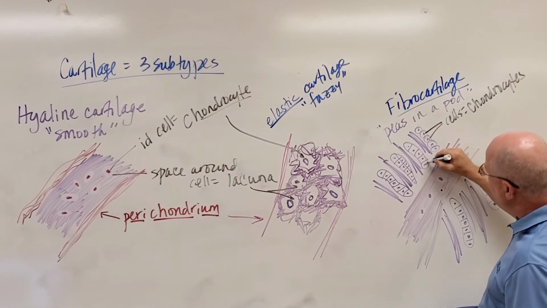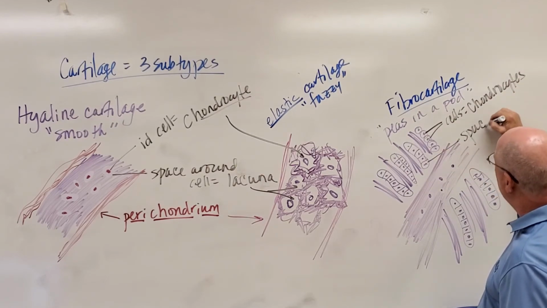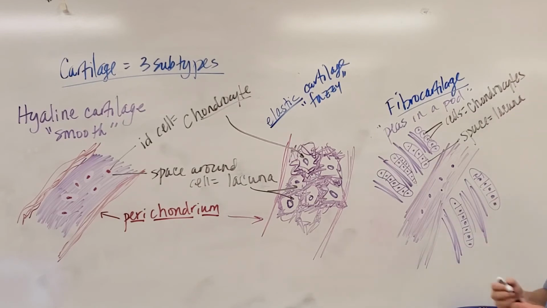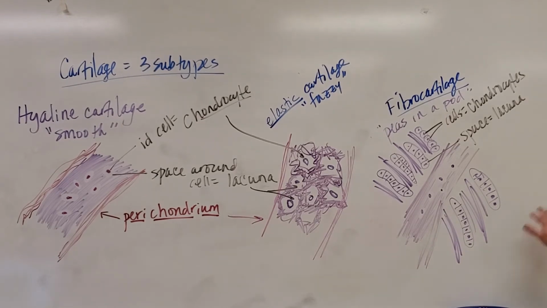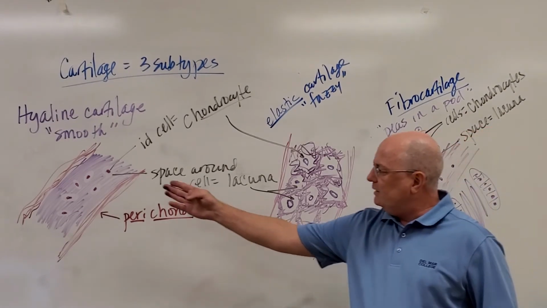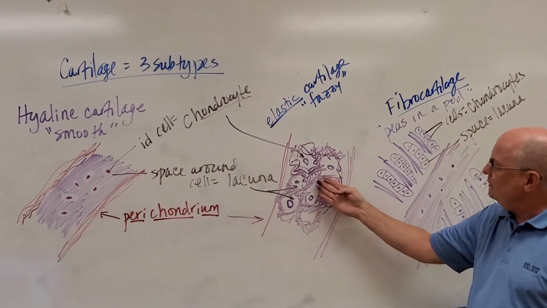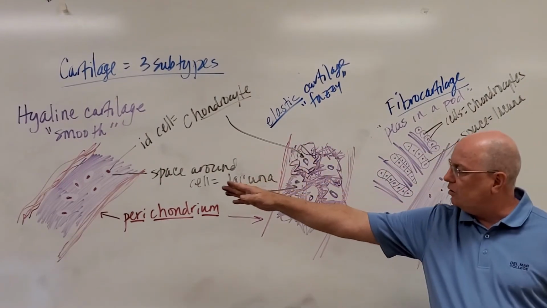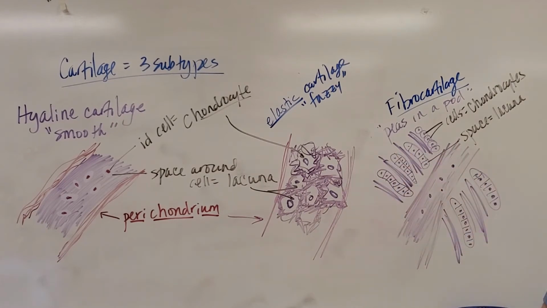If I ask you to identify the spaces surrounding the cells, that is still called a lacuna. So I have 3 of the 4 same questions I could ask you. The only thing I can't ask is for the perichondrium on here, because you're not going to see it on fibrocartilage. So, ID the tissue, ID the tissue, ID the tissue. Hyaline cartilage, elastic cartilage, fibrocartilage.